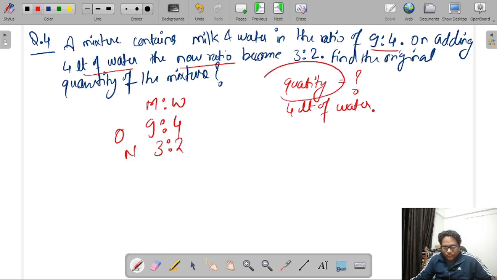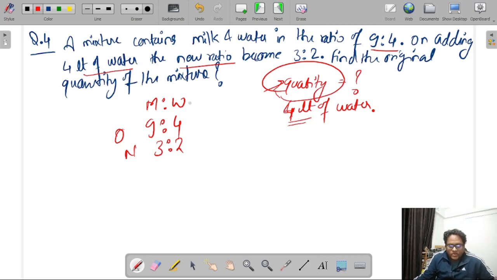So we need to find what is the original quantity. Earlier we were finding how much water is to be added to the original quantity, but here we are given the information that we have added 4 liters of water to make the ratio 3:2. So we need to find the original quantity. This is also the same. We have to solve this question in a similar manner as we have done earlier.